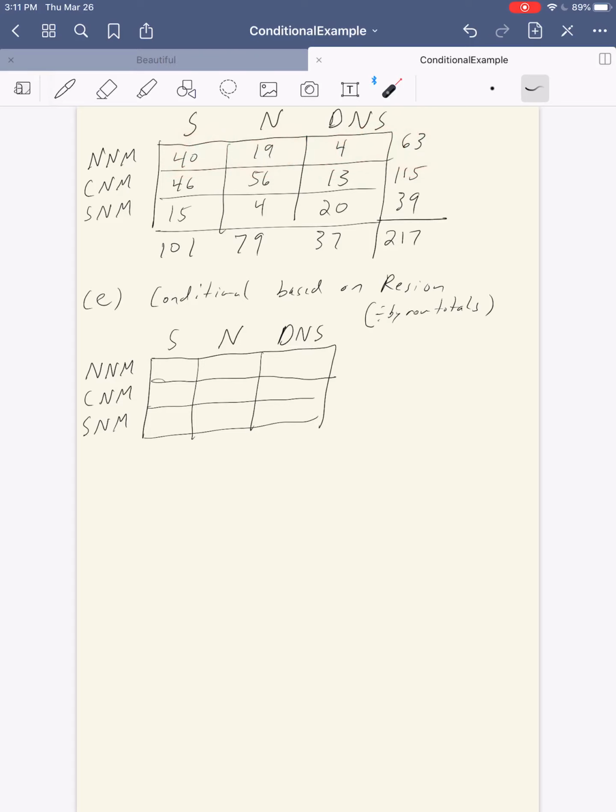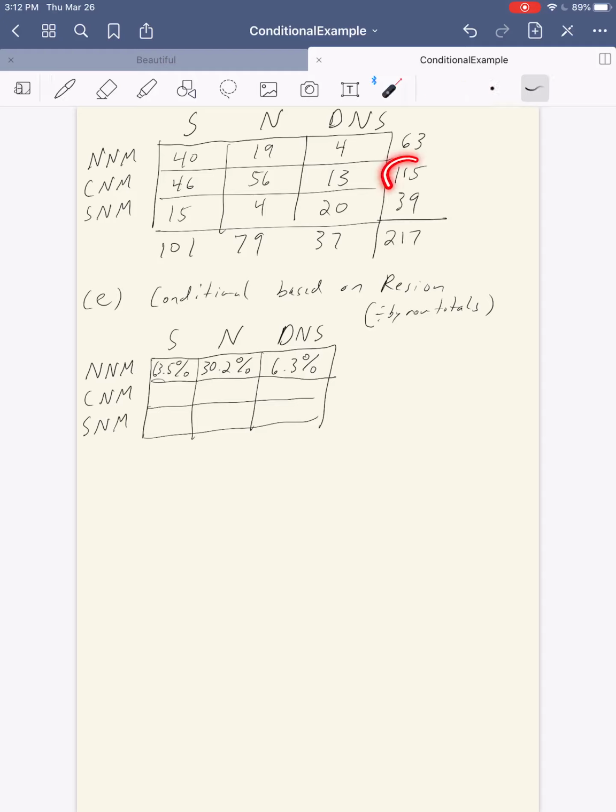So 40 divided by 63 should give us 63.5%. So what we're saying there is basically 63.5% of people from northern New Mexico supported legalization. 19 divided by 63 shows us that this would be 30.2%. So about 30.2% of northern New Mexicans were neutral, and 4 divided by 63 should give us 6.3%. So only 6.3% of northern New Mexicans did not support the idea.